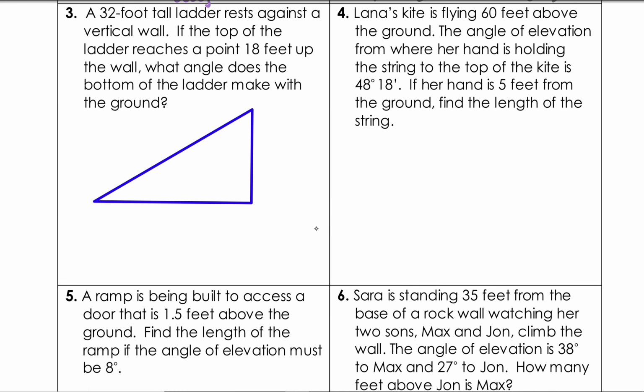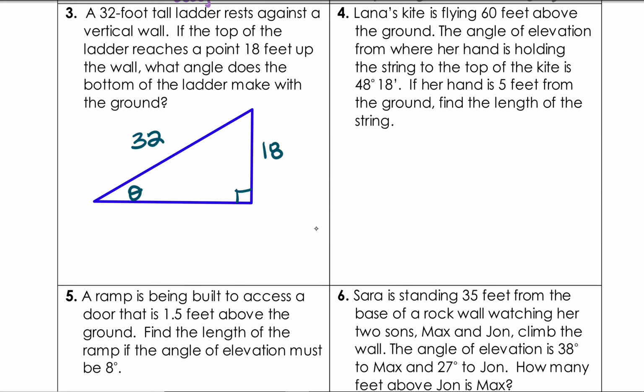They tell us a 30-foot tall ladder rests against a vertical wall. So if I'm talking about a ladder, that's going to be my hypotenuse over here. The top of the ladder reaches a point 18 feet up the wall, so my wall is 18 feet. What angle does the bottom of the ladder make with the ground? So we're looking at this angle here.